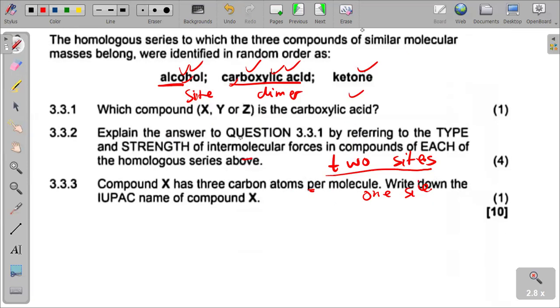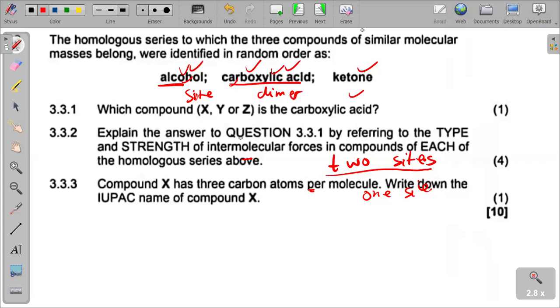So we are now putting that in writing. Then we say, therefore, carboxylic acids have the strongest intermolecular forces, and therefore most energy is needed to overcome the intermolecular forces of carboxylic acids, hence the lowest vapor pressure. We have explained four points specifically to support the reason why we are saying Z is a carboxylic acid.